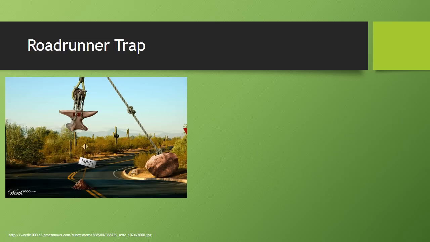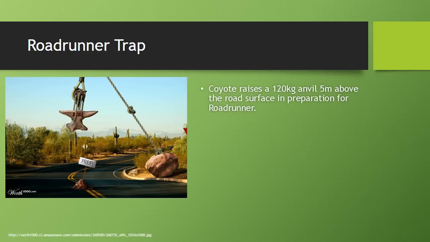So let's look at an example with this equation. Here we see a classic roadrunner trap which Coyote has set up. He's raised a 120 kilogram anvil 5 meters above the road surface in preparation for Roadrunner to come past. The question is, what is the gravitational potential energy of the anvil?